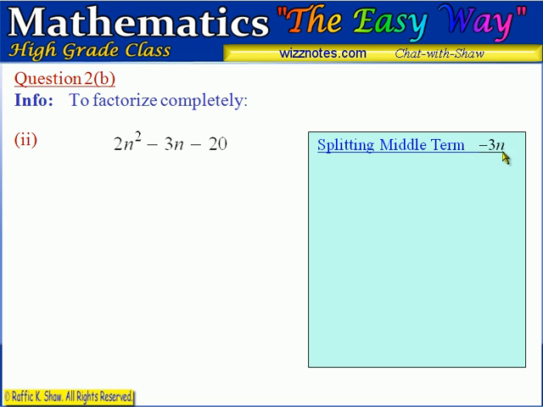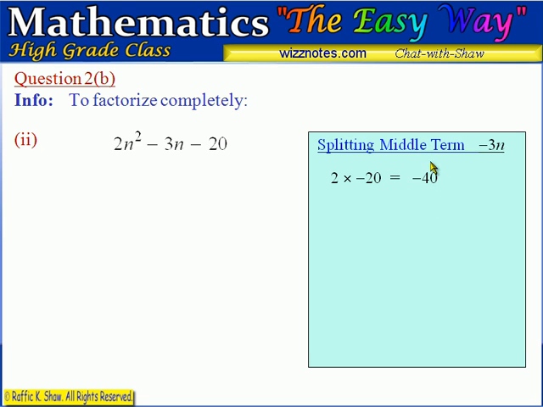In this case, the middle term is negative 3n. We have to remember to carry the sign of this middle term, negative 3n. Now the process involves firstly multiplying the two end coefficients, and we are carrying the sign all the time. So we multiply the two end coefficients of this quadratic expression, which is already in the standard form, and it is 2 multiplied by negative 20. This 2 multiplied by this negative 20 gives us this negative 40 right here.